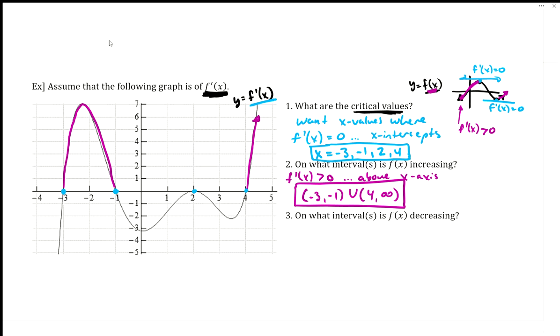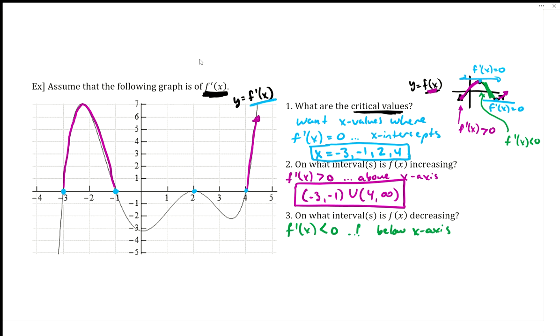Okay, and then one more. Let's do it in the green. Using my reference graph, where f of x is decreasing, that in the bolded green is where the slope would be downward if we drew tangent lines. So that's where our derivative is less than 0. Based on this graph, again, our graph is the derivative, not f of x. So where the derivative is less than 0 is where it would be below the x-axis.